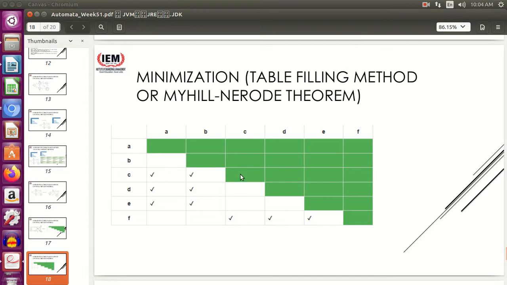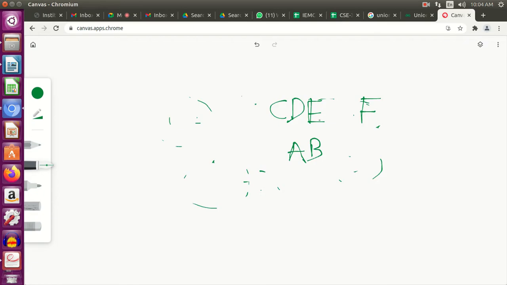And AB I had missed, so AB will also obviously be combined, because AB is an unmarked state. So finally we get these three states: C, D, A, B, and F. So something which had six states has been minimized to three states.